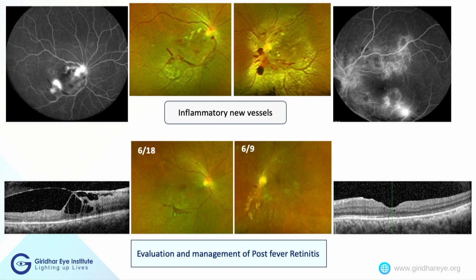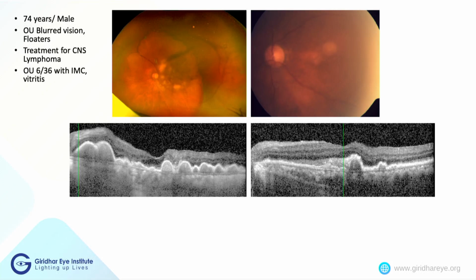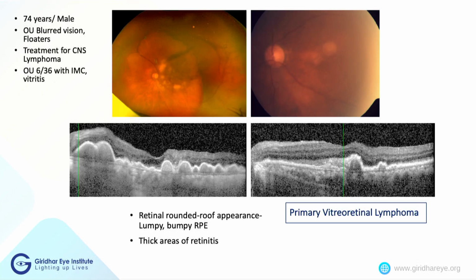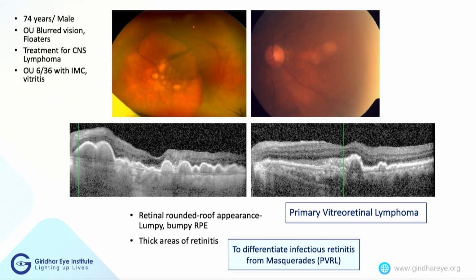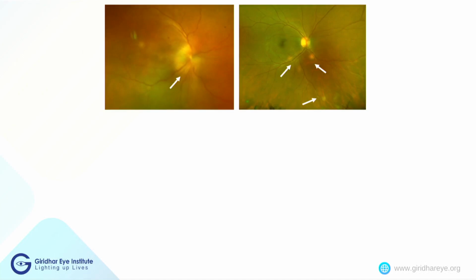So imaging definitely has a role during the entire follow-up of fever, post-fever retinitis. This is again another situation, an elderly patient with bilateral cataract, vitritis, and so the view is hazy, and again yellowish lesions which might make you think, is this a retinitis? But he is a known case of lymphoma, and the typical lumpy bumpy appearance with thick sheets of retinitis will definitely give us a diagnosis of primary vitreoretinal lymphoma. So again, to distinguish masquerades, imaging is so important.